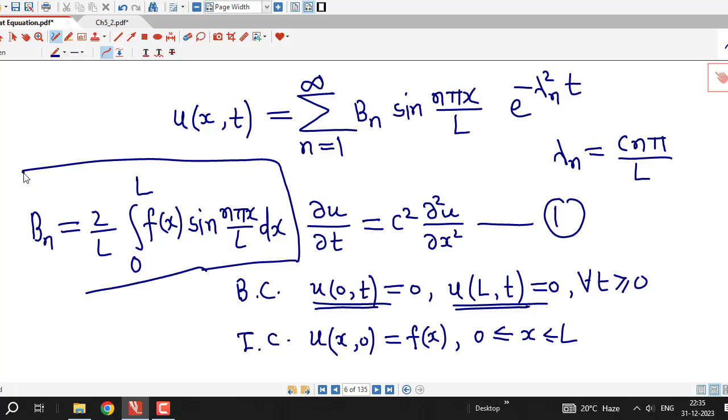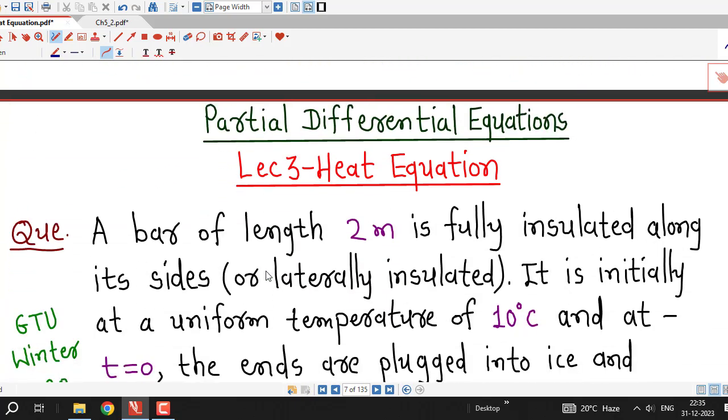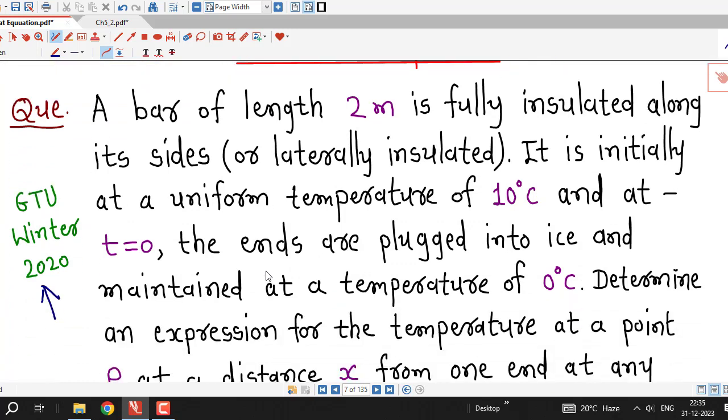And this formula is applicable if the boundary conditions are in such a way that the value of temperature is 0 at both the ends of the given metal bar or metal rod. So we are considering the problem in which the model is governed by the heat equation satisfying this type of boundary condition and this initial condition. So first we understand what is given in this problem.